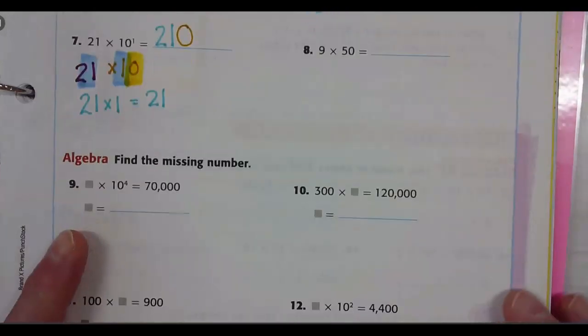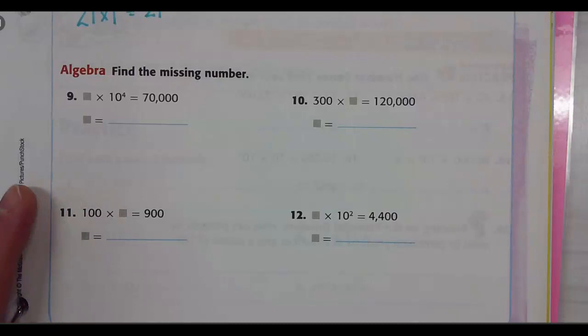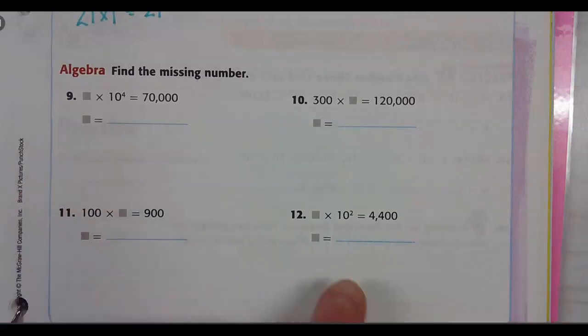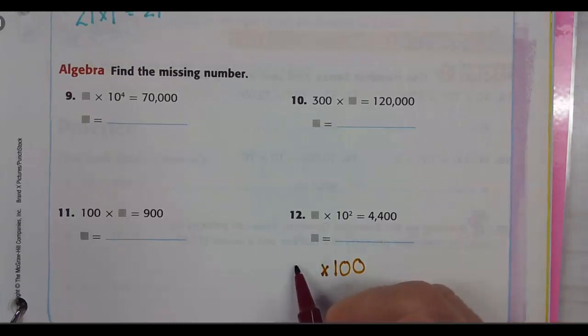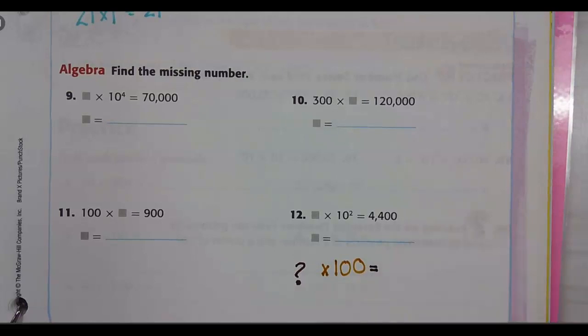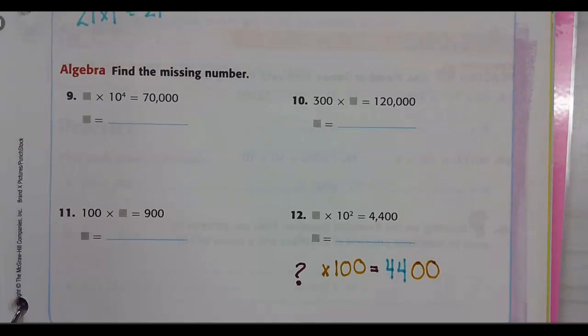Let's do number 12. We're still going to start number 12 out the same way. Okay, how am I going to start 12 out? Exponents. So how many zeros do I need? Okay, so I have 2 zeros. Now I'm going to rewrite this as I have a mystery number equals, and now look at how I'm going to write this number and see if this makes sense. 44 0 0.